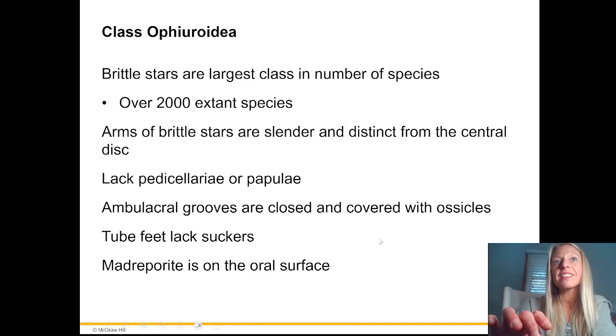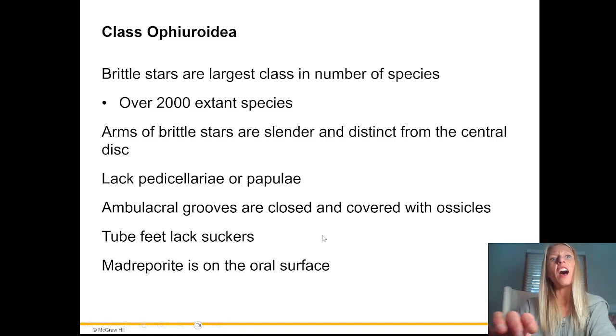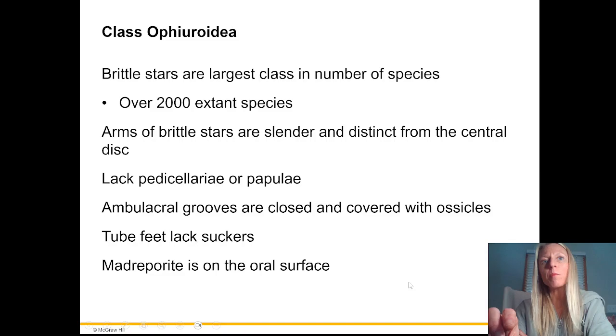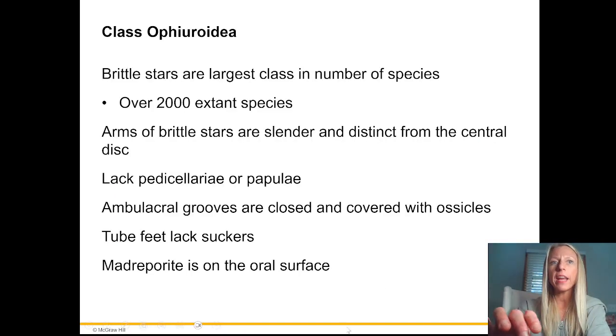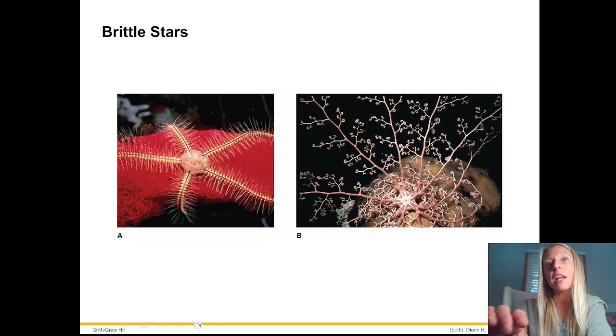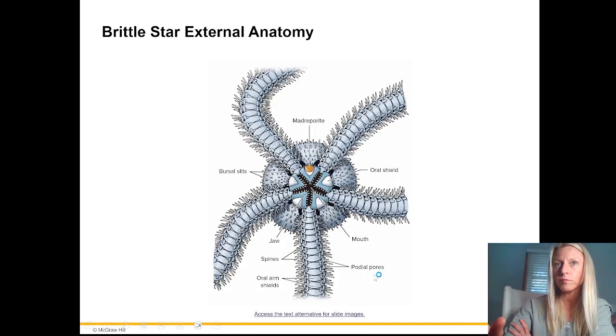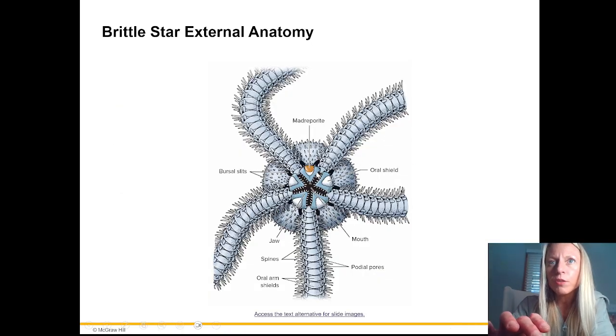So then we have class Ophiuroidea. These are the brittle sea stars. We'll get to take a look at these. They don't have pedicellariae or papillae. And their ambulacral grooves are closed and covered with ossicles. And their tube feet lack suckers. So they have this more either spiky or kind of a more flowery almost look to them. This is looking up a little closer. There's their madreporite. Here's their jaw and their mouth. The spines on the side.